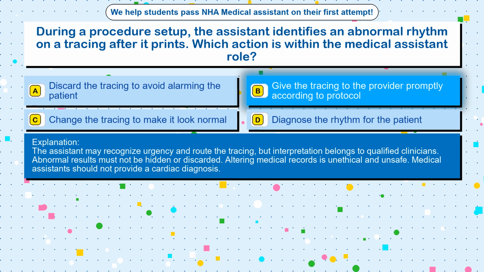The assistant may recognize urgency and route the tracing, but interpretation belongs to qualified clinicians. Abnormal results must not be hidden or discarded. Altering medical records is unethical and unsafe. Medical assistants should not provide a cardiac diagnosis.